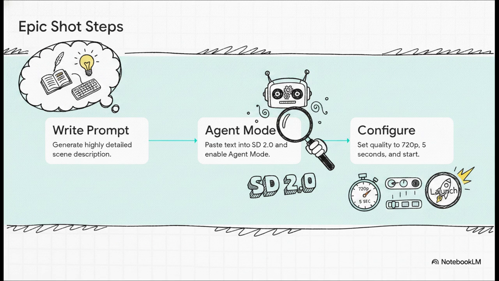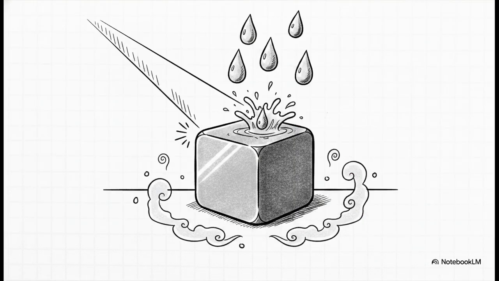Step 1, we ask a text assistant like ChatGPT to generate a highly detailed scene. We're talking lighting, weather, camera movement, the whole shebang. Step 2, we copy that text, paste it into SD 2.0, and, this is key, enable agent mode. Agent mode is basically this smart assistant that helps perfect all those really subtle details in your prompt. Finally, step 3, we set our quality to 720p, set the length to 5 seconds, hit that big launch button, and wait. And wow, the visual payoff is the absolute flawlessness of the model's physics.